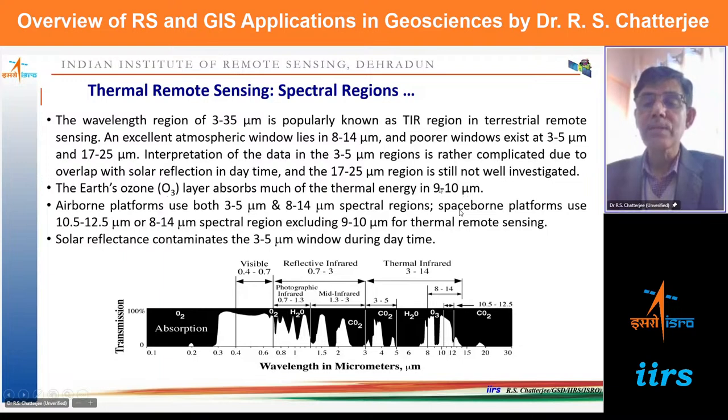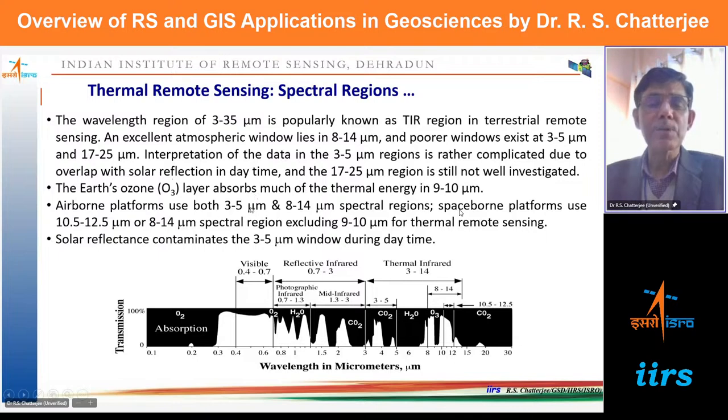Okay. So this 9 to 10 zone is not very good for satellite-based thermal sensing, but from airborne platforms, you can do that. Okay, it is because they are below the ozone layer. So airborne platforms can use 3 to 5 and 8 to 14, the entire range, but spaceborne platforms generally use 10.5 to 12.5 or 8 to 14, excluding the 9 to 10 micrometer.